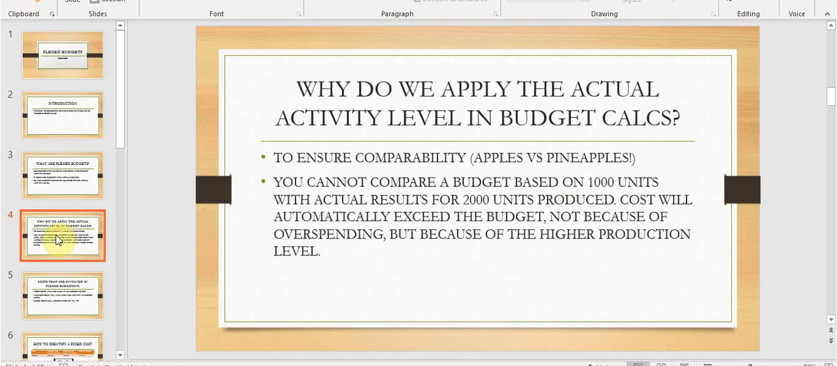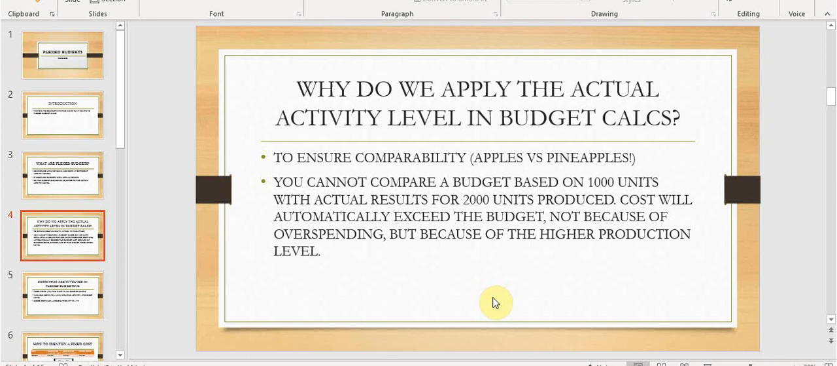All right, then why do we apply the actual activity level in our budget calculation? In the budget that you're going to calculate, you use the actual machine hours, actual labor hours, actual units produced. This is in order to make sure that there is comparability between the actual amounts and the budget. I put a note there to say, basically, we do not want to compare apples with pineapples. So you cannot compare a budget that is based on 1,000 units with actual results for 2,000 units that were produced.